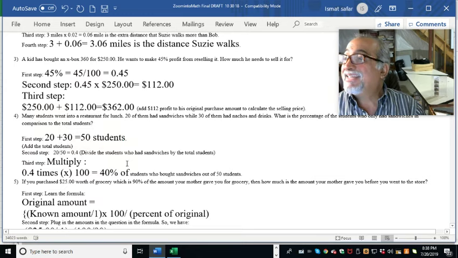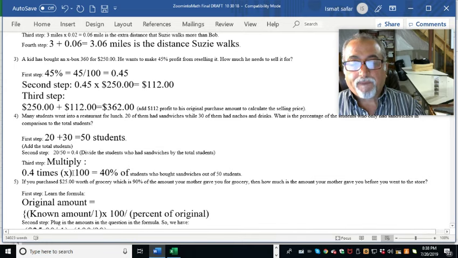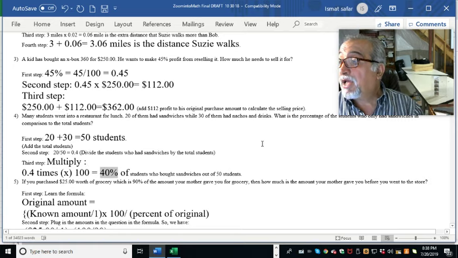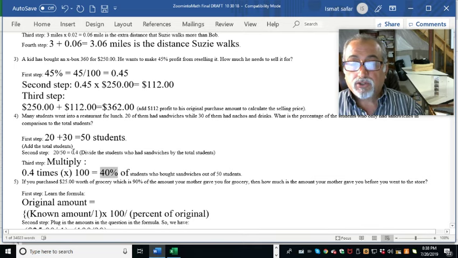Out of 50 students, that is 0.4, which means 0.40, which means 40%. 40% of the total students. So 40% of students are the people who had sandwiches out of 50 students. So 40% is the answer. How many people had sandwiches in percentage in comparison to the total students is 40%.